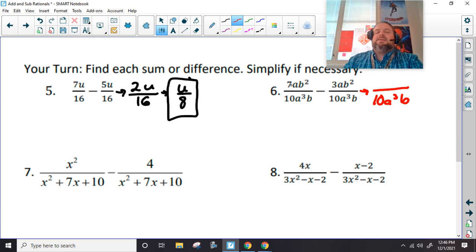Yeah. All right. 7 minus 3 is, 7 minus 3. Okay. Good. We forgot to multitask on that one. All right. Now, 4 over 10 will reduce to what? Yep. 2 over 5.